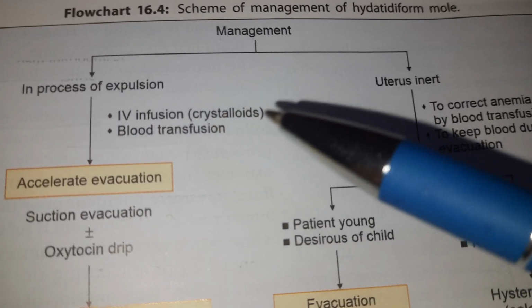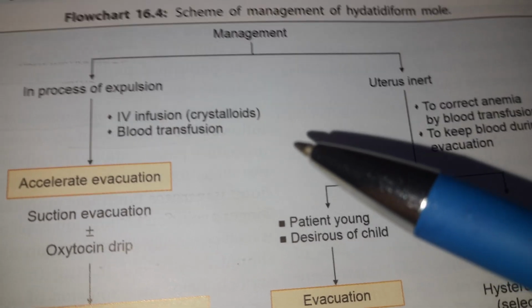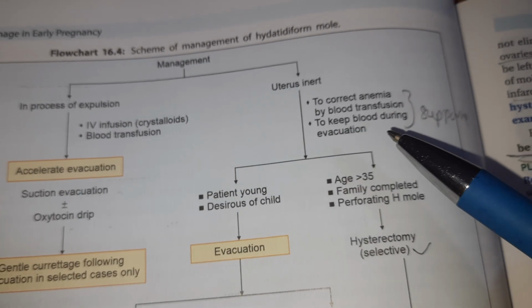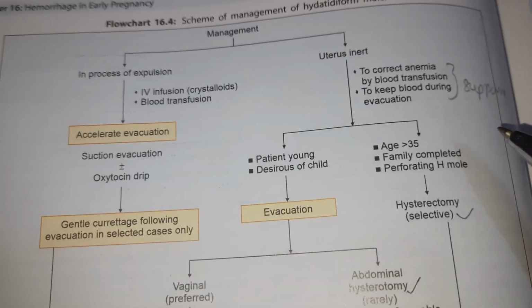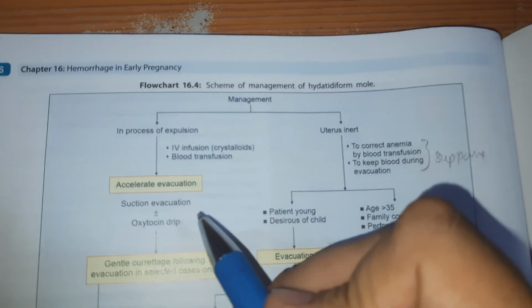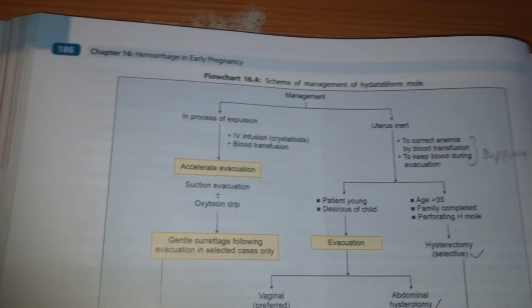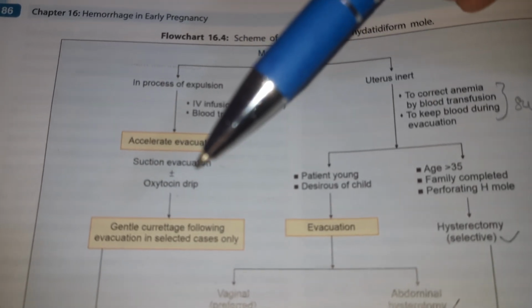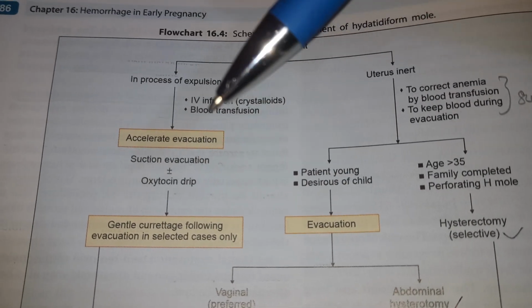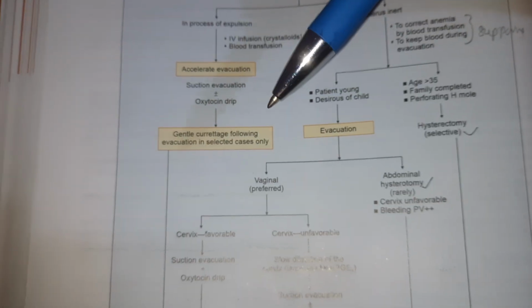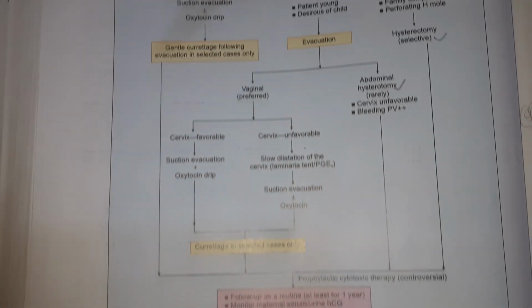There is some supportive therapy like IV infusion and blood transfusion for the correction of anemia, and to keep blood available during the evacuation. This is supportive treatment. In the patient with the process of expulsion, we have to accelerate the evacuation by suction evacuation with an oxytocin drip. There should be gentle curettage following the evacuation in selected cases only.